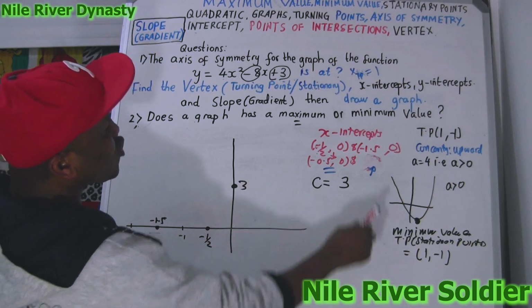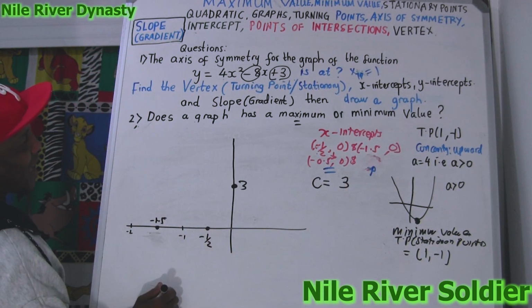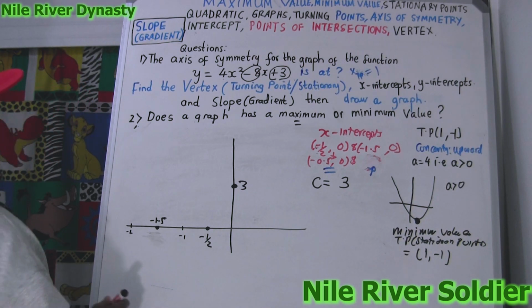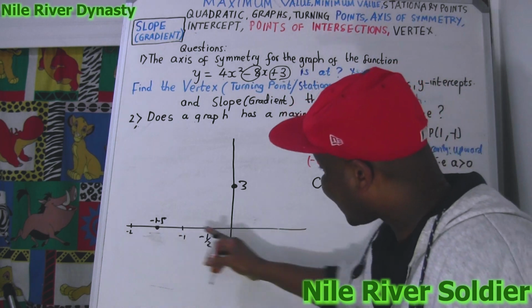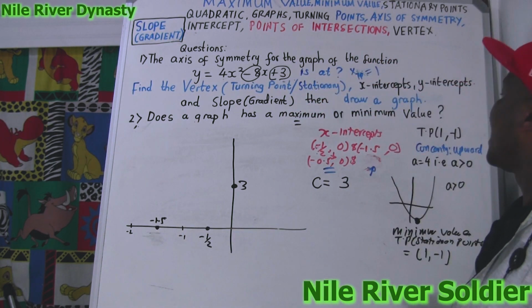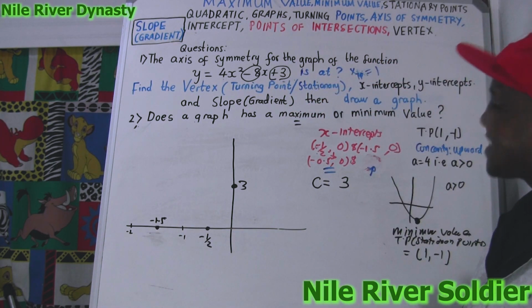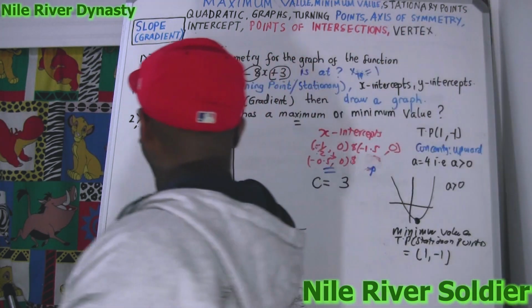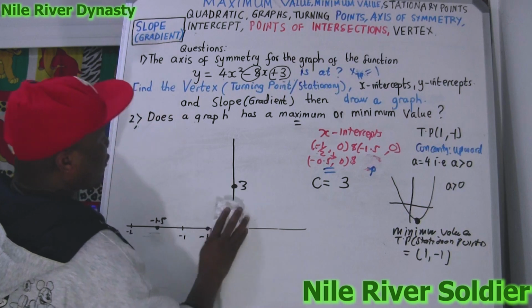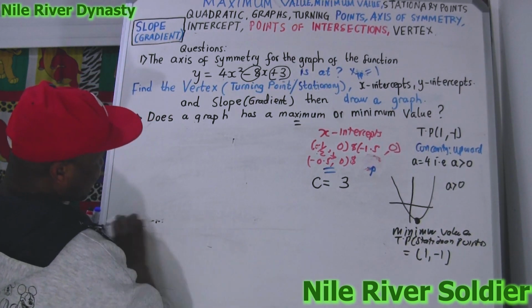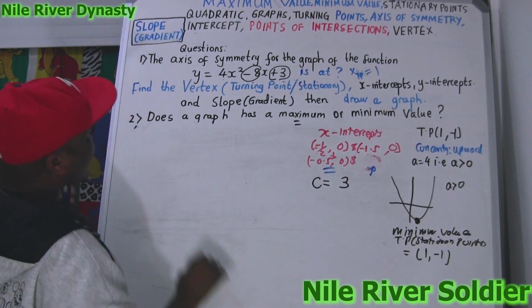Turning point equals 1 and negative 1. It cannot be 1 and negative 1. You know what I'm saying? I mean, the turning point cannot be here. The turning point has to be here. So either I made a mistake with the x-intercept or I made a mistake with the turning point. Let me repeat my x-intercept. I think I made a mistake with the x-intercept. Quick, again. Okay, so my x-intercept might be wrong. I think this is the second time I'm making this mistake.